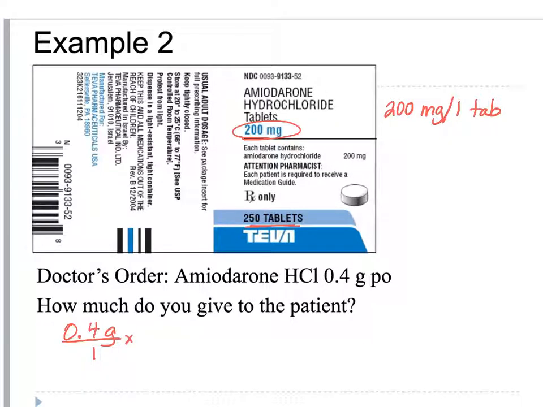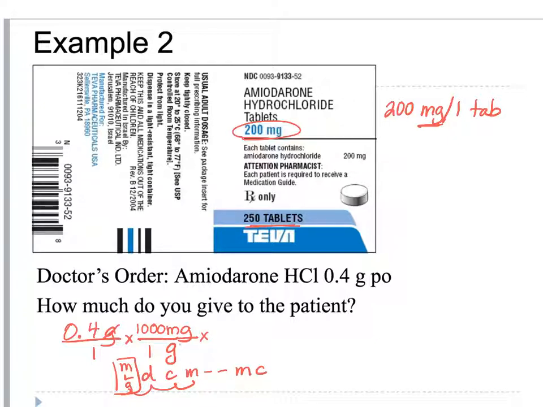So when I set up my dimensional analysis, I had grams as my order, so I need grams next. Now my dosage strength is milligrams, so I'm going to need to do a conversion between grams and milligrams. And we know that grams are larger. And if we think of our metric line with meters, liters, grams, we have deci, centi, milli, and micro. So to get from gram to milligram, I have to move my decimal point 3 places. So there's 3 zeros here. So 1,000 milligrams in 1 gram.